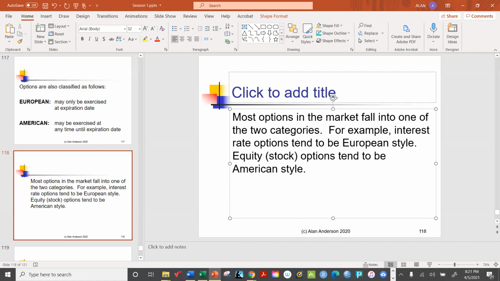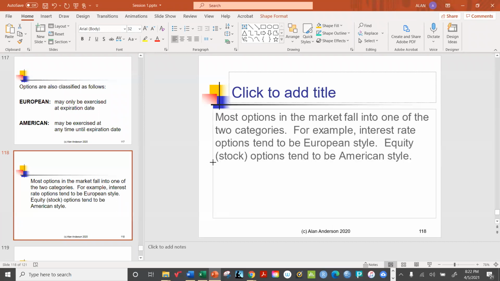Because with European interest rate options, you're typically trying to hedge the rate of interest on a specific date in the future. So it doesn't really do you any good to be able to exercise it early. So it's usually sold as a European style option. With stock options, though, it's valuable to be able to sell or exercise early. So they tend to be American style.